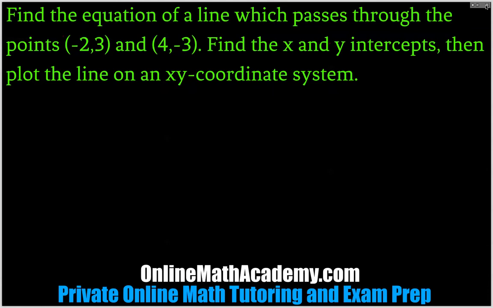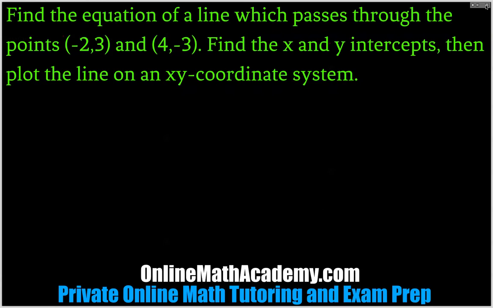Today's question is an algebra question, and it says, find the equation of a line which passes through the points -2, 3 and 4, -3. Find the x and y intercepts, then plot the line on an xy coordinate system. Okay, so this is one of those base problems in algebra that students necessarily need to know well. So let's take a look at it.